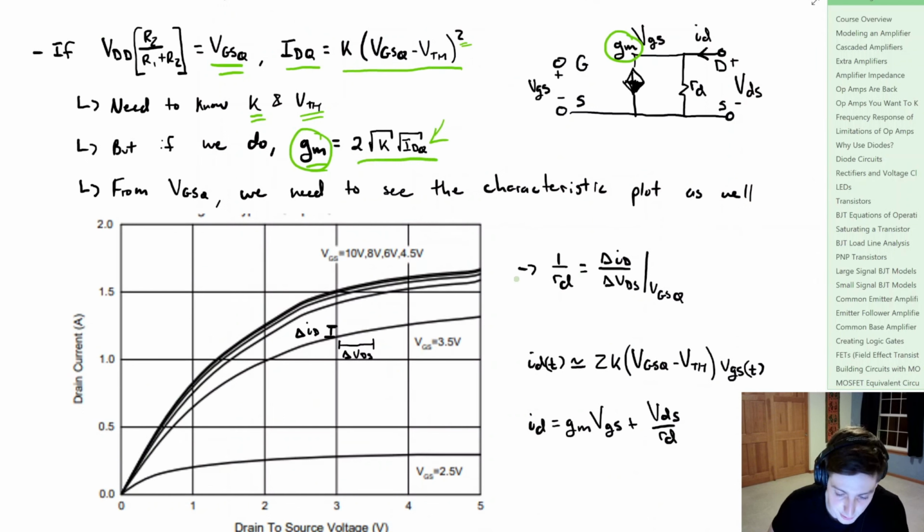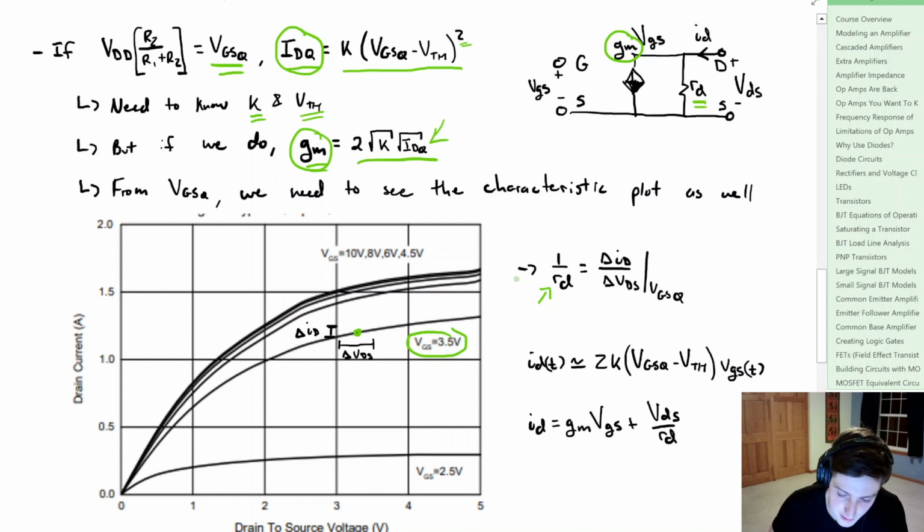So what we also need to know is the characteristic plot for the MOSFET that we're dealing with. So let's say we found VGSQ. Let's say it's 3.5 volts. And we know what the Q point drain current is, so we could probably find the Q point drain to source voltage. So let's say that it is right here. Now if we wanted to find this resistance RD, well, what do?